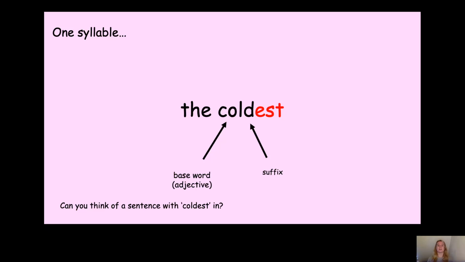So I thought we could say that the lemonade is the coldest drink. So I'm back to my lemonade. The lemonade is the coldest drink. And I'm going to be comparing it with tea and hot chocolate. So it is the coldest drink.